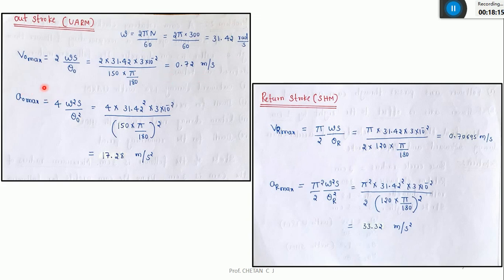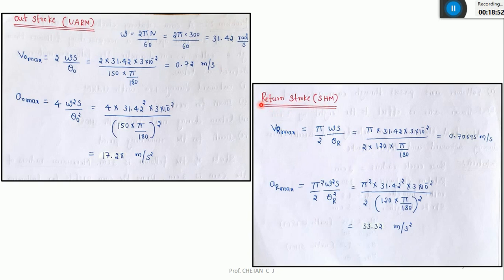In a similar manner, I'll find the maximum acceleration during outstroke. I'll substitute the value of omega, 31.42, the whole square. S should be in meters, that is 3 into 10 raised to minus 2, or you can substitute 0.03. And theta naught is again 150 into pi by 180, whole square. I'll get the maximum acceleration during outstroke as 17.28 meter per second square. This is the case of outstroke, which is with uniform acceleration and retardation motion.